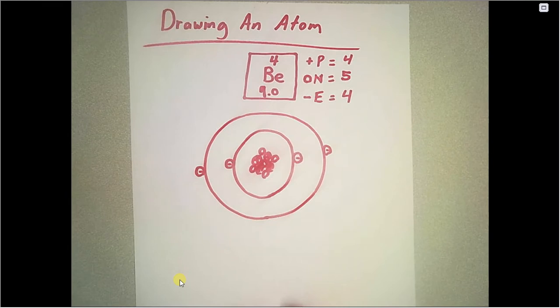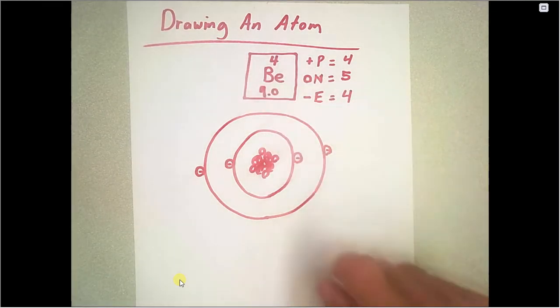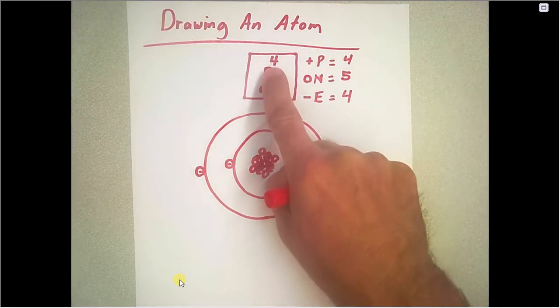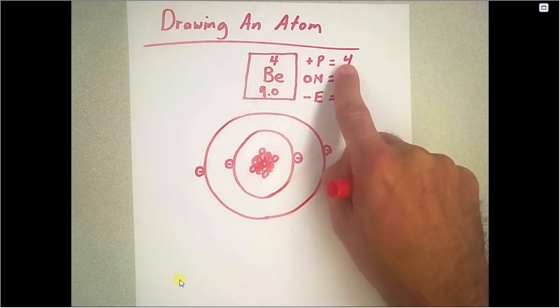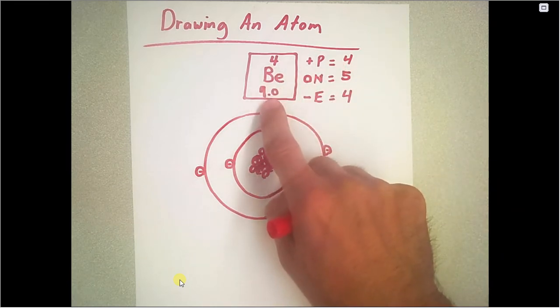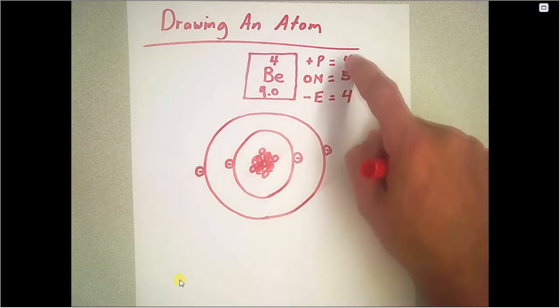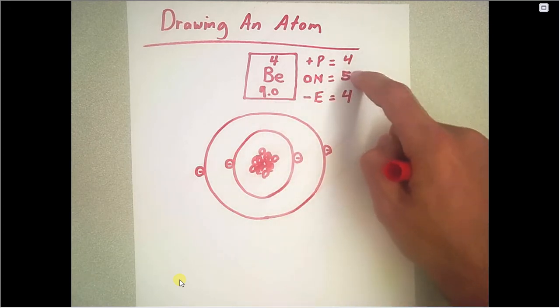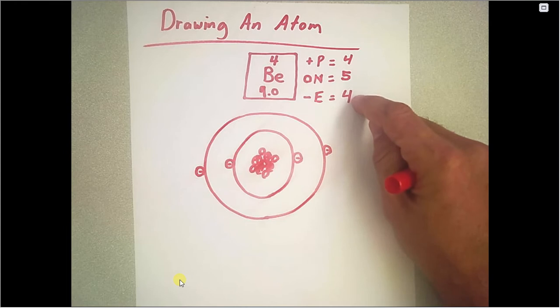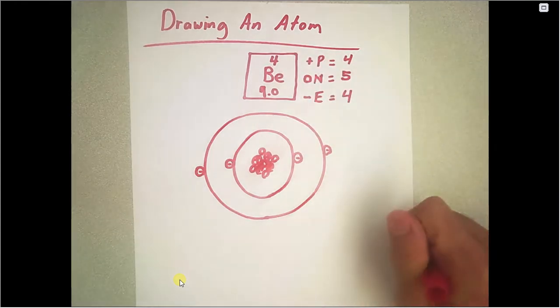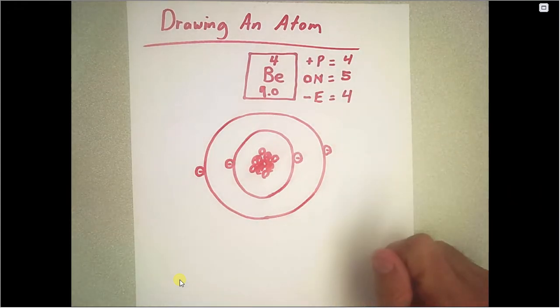Okay? So just to review, we've taken the periodic table beryllium. The atomic number is the number of protons. The atomic mass is the number of protons and neutrons. And for right now, our electrons is always going to be equal to the number of protons. So we have 4 electrons.